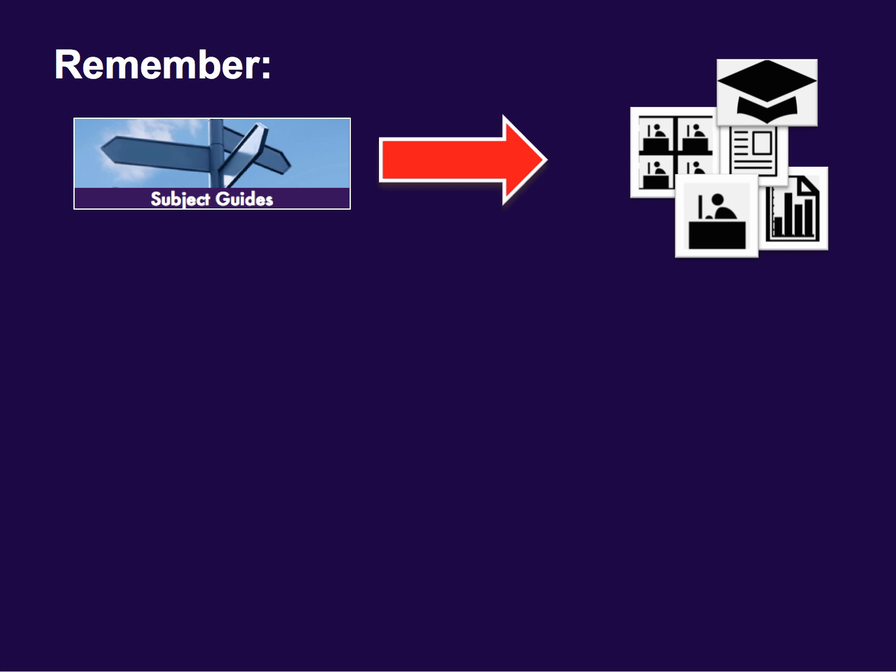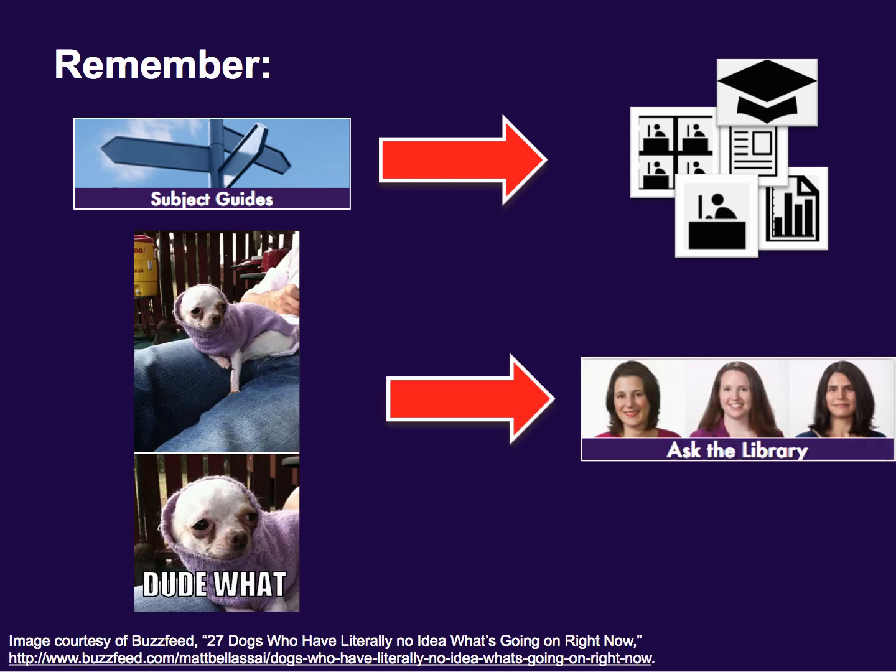Remember, there are different types of information sources that will help you do research in this area. The subject guides on the library website can help you get to them. And, if you get stuck, ask a librarian for help.